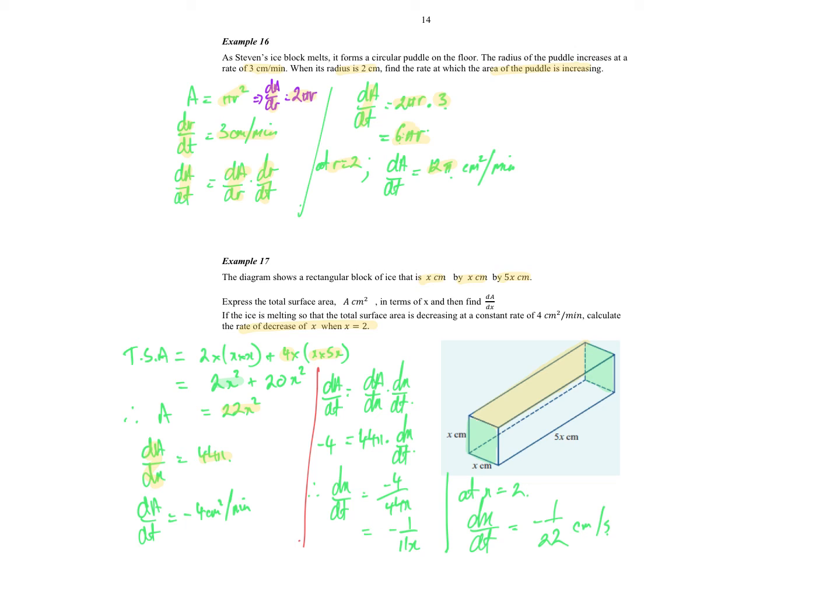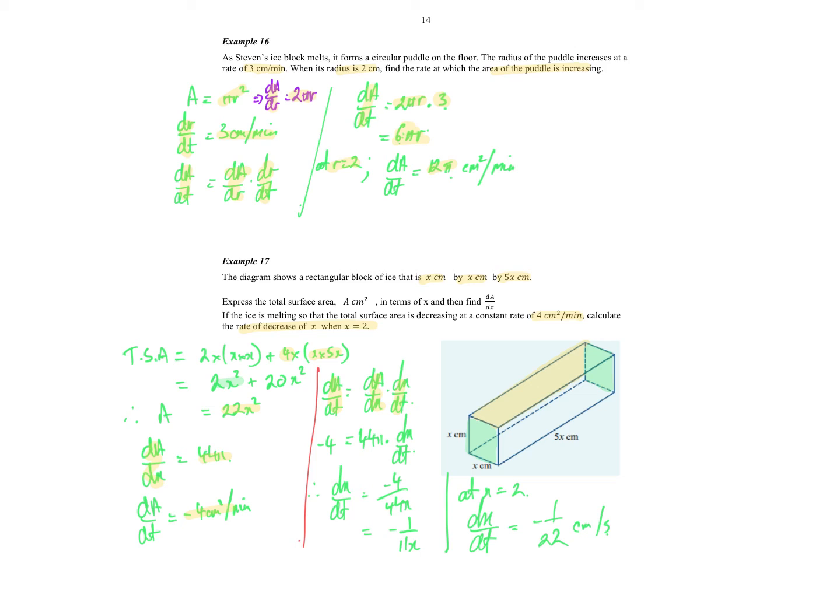I've been given a value, 4 centimetres squared per minute. So that's the rate that the area is changing, dA/dt. So dA/dt is changing at 4 centimetres squared per minute. I'm going to put a negative because it's decreasing. So now dA/dt is given by dA/dx times dx/dt.